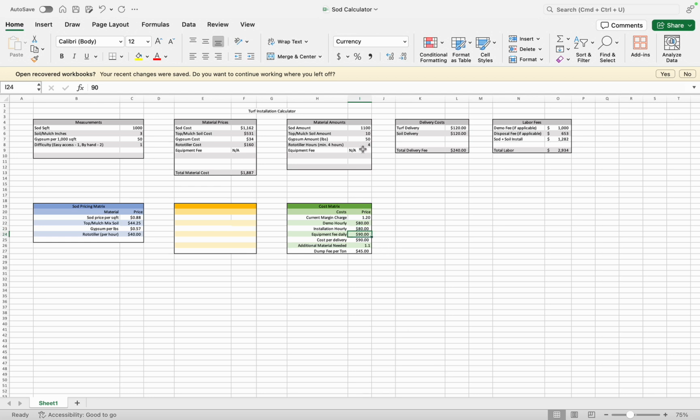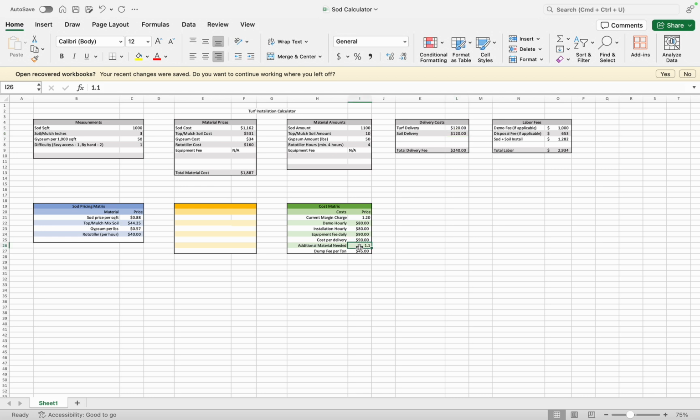Our equipment fee, which is really not needed for this, is 90. We always just have it in our cost matrix, but we're not using it. Our cost per delivery is 90. That's where our disposal fee kind of comes in. When you actually look at our delivery costs, we have flat fees of like 120. We're getting it from our actual providers, our retailers, for dropping off for like 90 bucks in Arizona. So we just add a little extra to it.